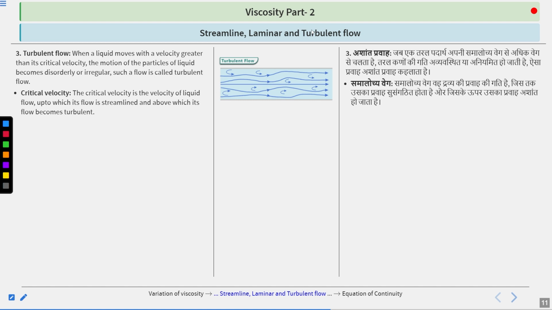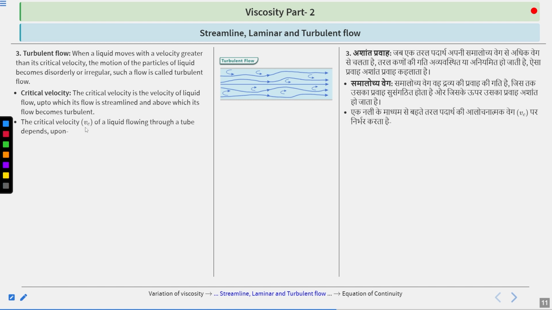What is the critical velocity exactly? The critical velocity is actually the velocity of liquid flow up to which its flow is streamlined and above which its flow becomes turbulent. For example, if we say 10 is the critical velocity, just as an example, then if the flow is at 8, at 9, even at 9.9, lower than the critical velocity, that will be a streamline flow. But once it becomes 10.5 or even 10.1, then it is more than the critical velocity. It will become a turbulent flow, no longer a streamline flow.